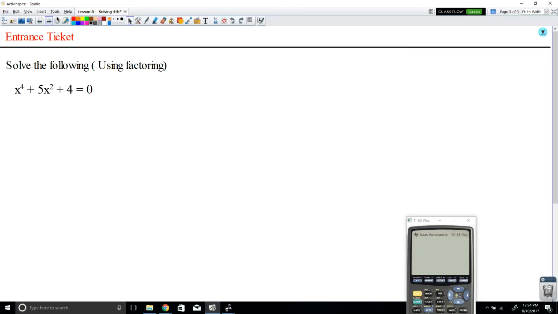Now, here's your entrance ticket. Solve the following function.